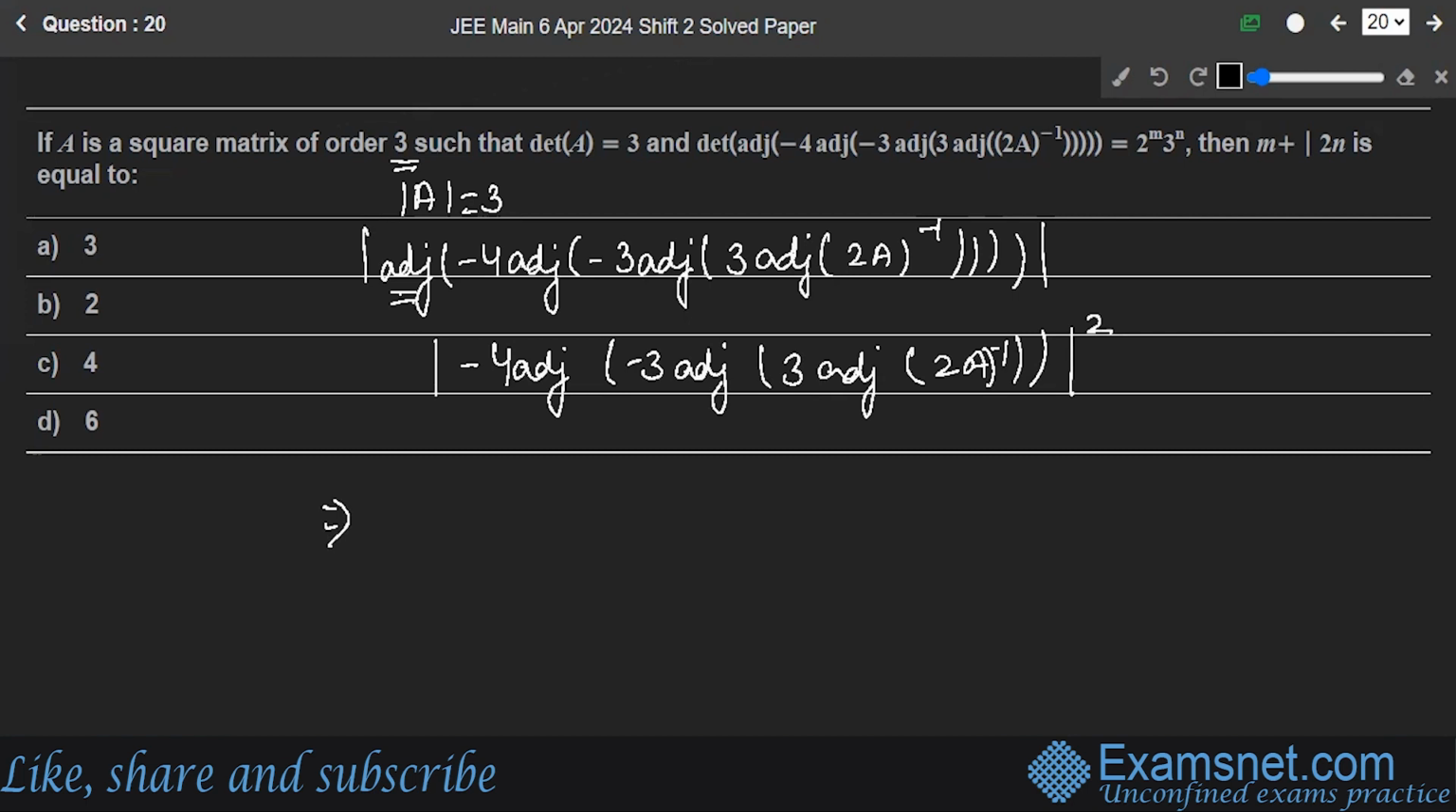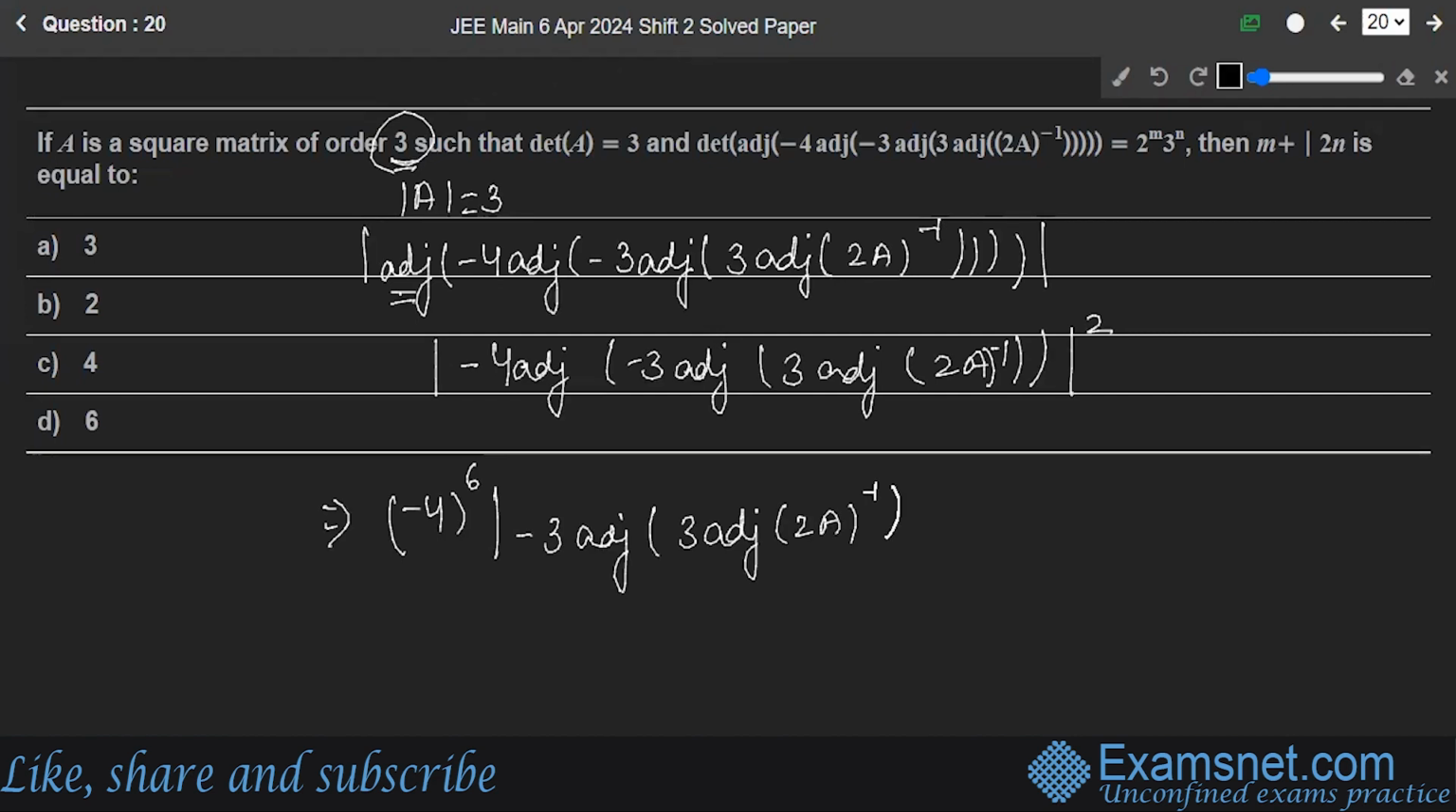This is equal to, now let's take minus 4 outside, and this is 2. So 2 into the order of the matrix 6. This is 4 power 6, and here will be, this is given by adjoint, that is minus 3 adjoint of 3 adjoint of 2A, and here was inverse bracket close, and yes, that's it.